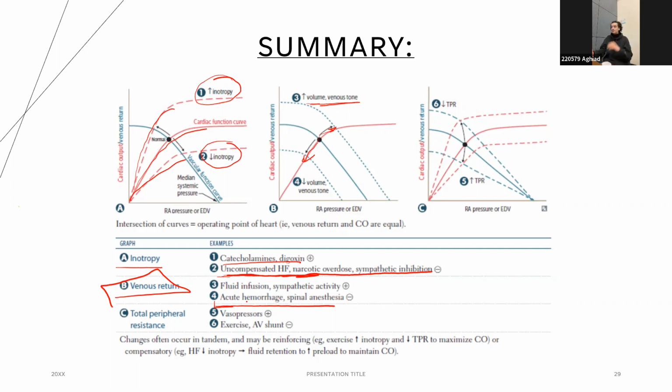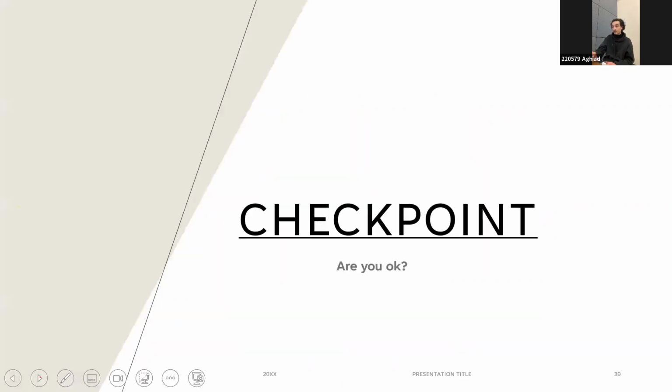And this is for the resistance, arteriolar resistance. It goes either up or down, as you can see here. No change in right atrial pressure, as you can see here. Same. Just up or down. Vasopressors, exercise, they all change that. So this is the summary.